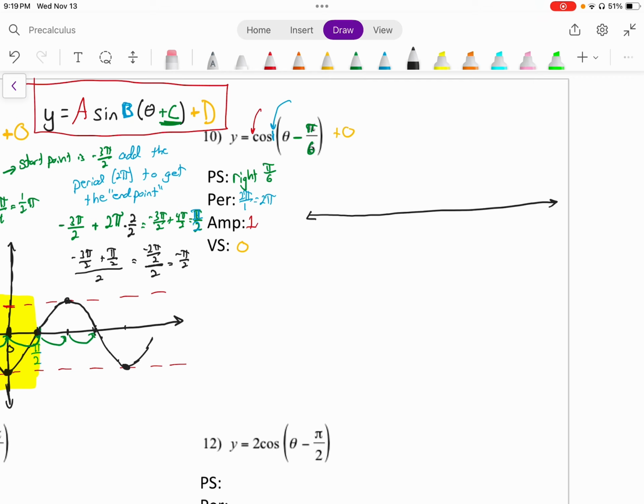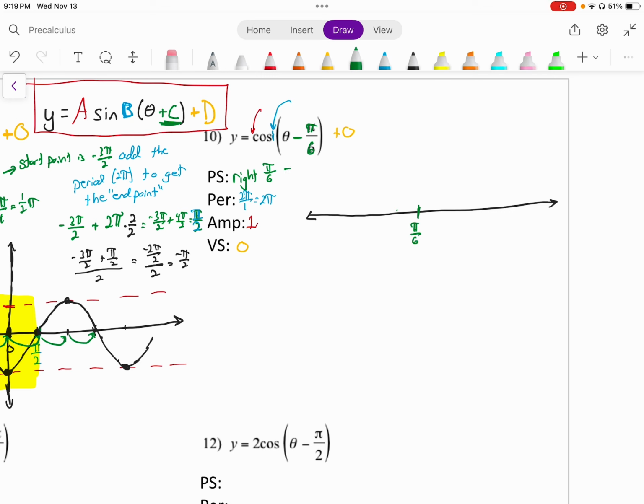We are not going to put in our y-axis yet. We're going to put our starting point. Pi over 6 is pretty small, so I'll just start about right here. We'll call that pi over 6. How do we find our ending point?